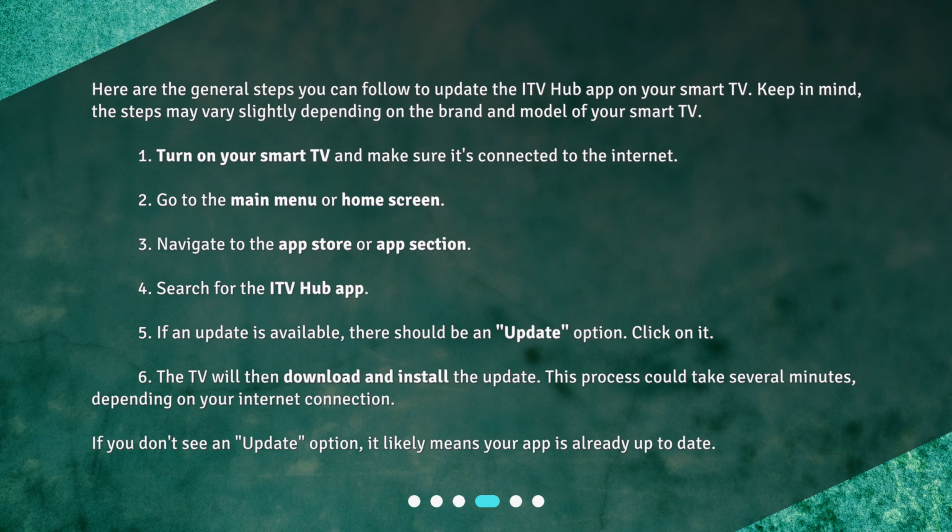5. If an update is available, there should be an Update option. Click on it. 6. The TV will then download and install the update. This process could take several minutes, depending on your internet connection. If you don't see an Update option, it likely means your app is already up to date.